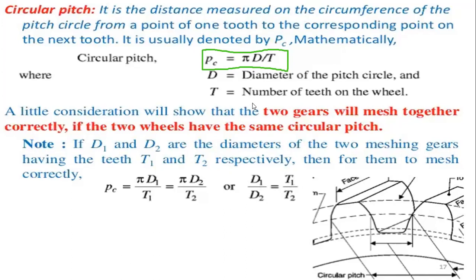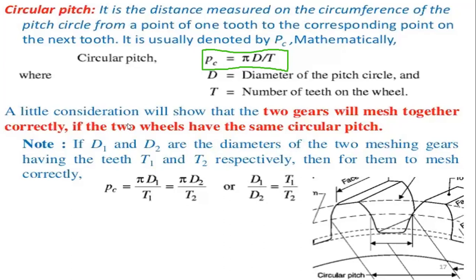For proper meshing, we have to take into consideration that two gears will mesh together correctly only if the two wheels have the same circular pitch. If you have different circular pitches, you don't have the clearance to mesh the gears. That is the only point here.